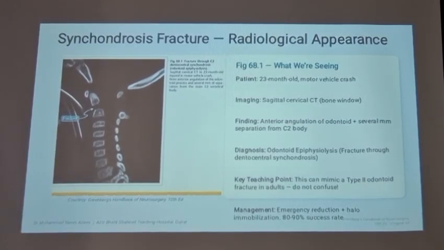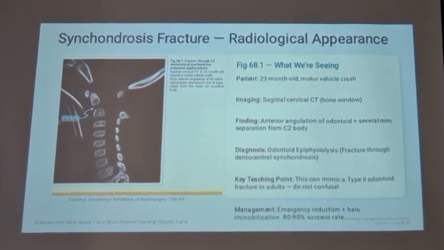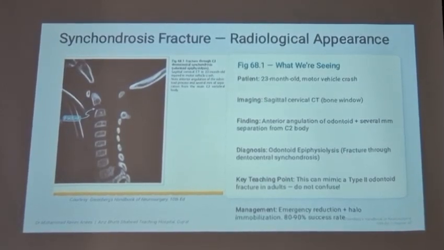So diagnosis: odontoid epiphysiolysis, a fracture through the dentocentral synchondrosis. It can mimic a normal synchondrosis, but real fractures can occur through the synchondrosis. So this can mimic a type 2 odontoid fracture in adults, but do not confuse. Emergency management is emergency reduction and halo immobilization, and there is an 80 to 90% success rate in these cases.